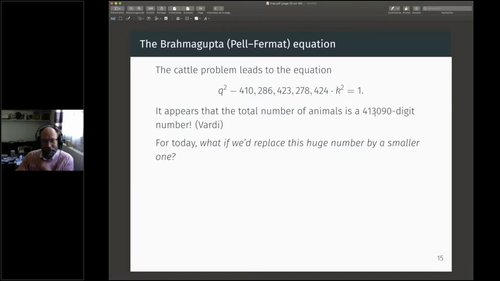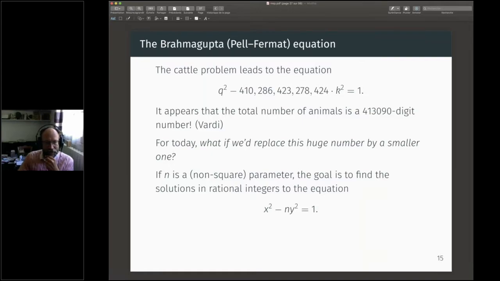You see, it has 413,90 or 91 digits. So that's a very huge number. But Vardi has a very concise formula for that number. And the goal of this part of the talk is to explain how we can solve this equation, and you will agree that we may replace this huge number by a smaller one. So the idea is now we have a parameter which I call n, and I need to find the solutions in integers to the equation x squared minus n y squared equals 1.